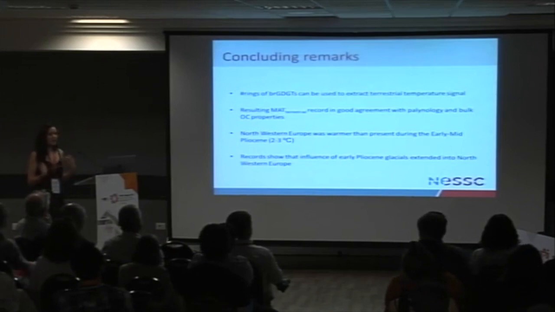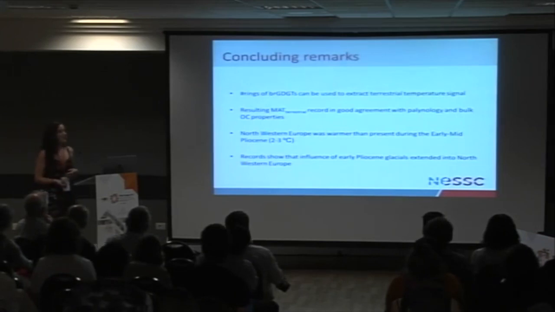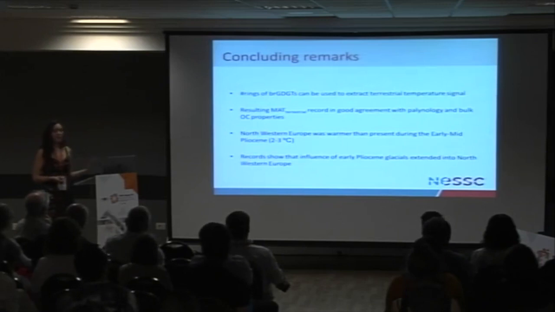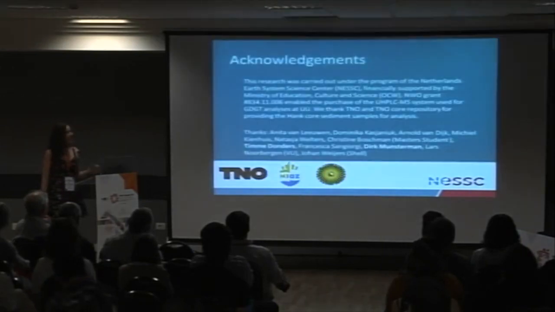So to conclude, I'd like to say that the number of rings of the branched GDGTs can be used to extract a terrestrial temperature signal from a marine core. So all is not lost with this proxy. And the resulting record is in great agreement with palynology and bulk organic carbon properties. And northwestern Europe was indeed warmer than present during the early to mid-Pliocene by about 2 to 3 degrees. And what's really great about this record is that it shows the influence of the early Pliocene glacials actually extended into northwestern Europe. So I'd like to thank everybody that helped me, and thank you for your attention.